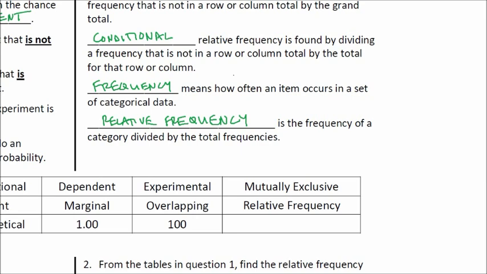Relative frequency is the frequency of a category divided by the total frequencies. So now we're taking a number or a frequency and dividing it by the total count to get a relative frequency, which is also the same way that we figure out a probability. So there are the descriptions of the vocabulary words that you need to know for this upcoming test.